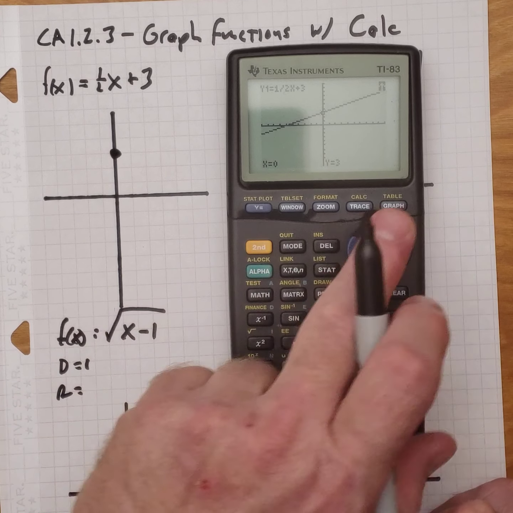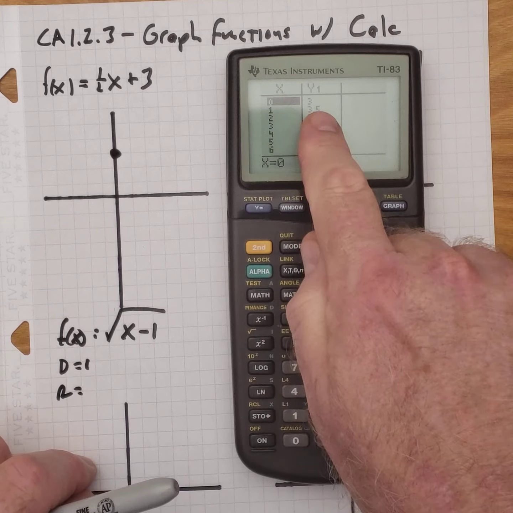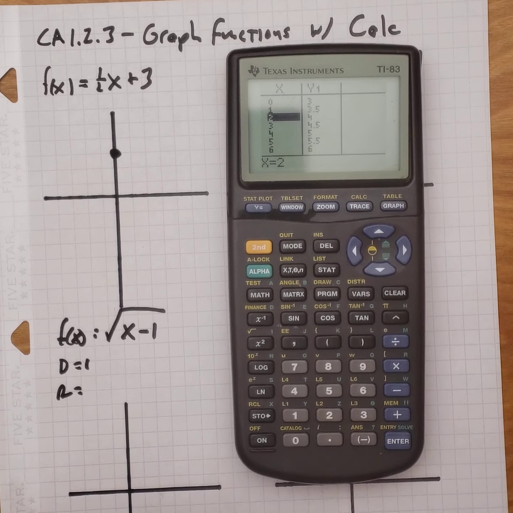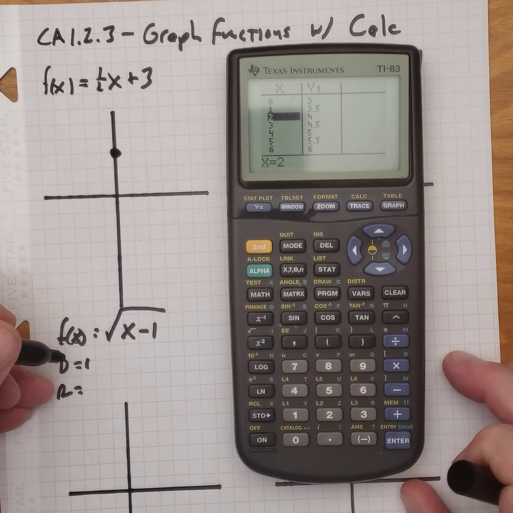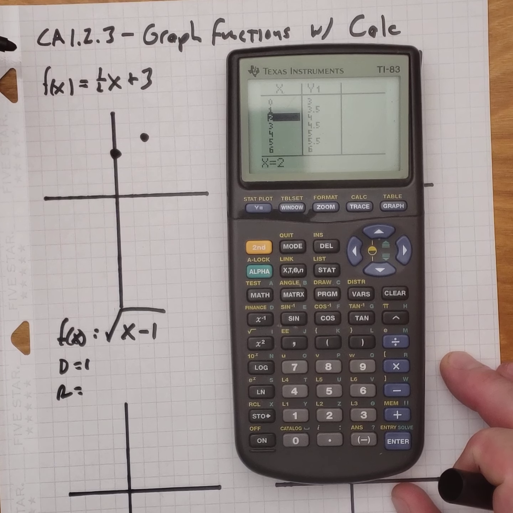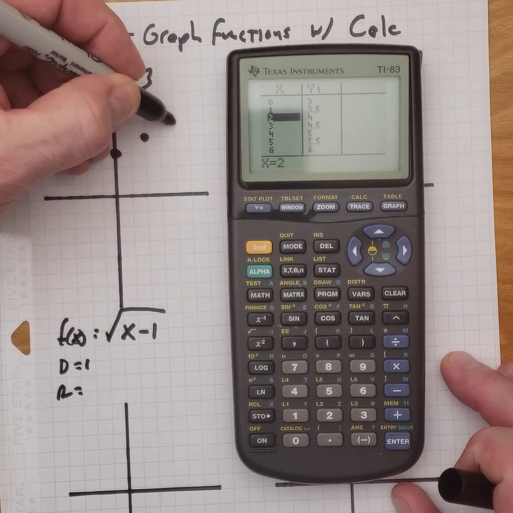Or we can go second graph and get to our table, and that will give us 0, 3, and it will also give us as many points as we want it to give us here. 1, 3.5 I'm not really interested in because it's not a whole number. I only like whole numbers. So 2, 4 would be another nice point. 4, 5 there would be right there.